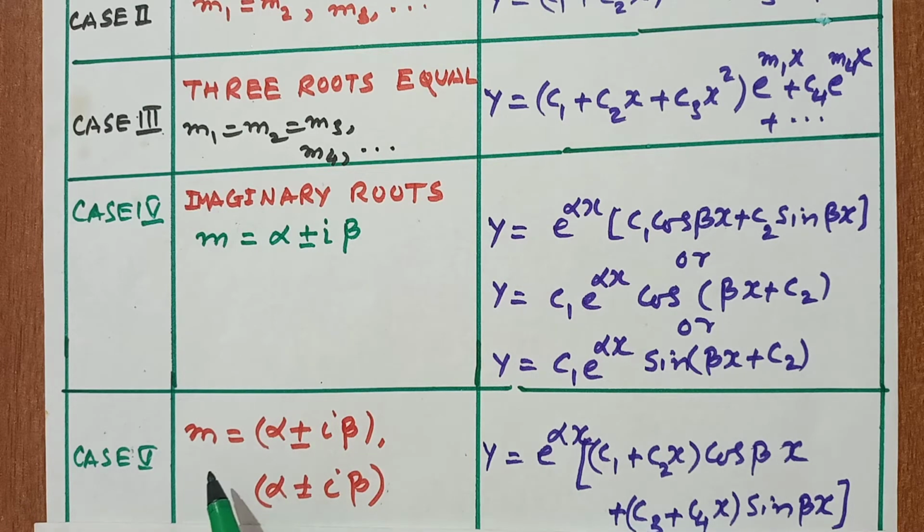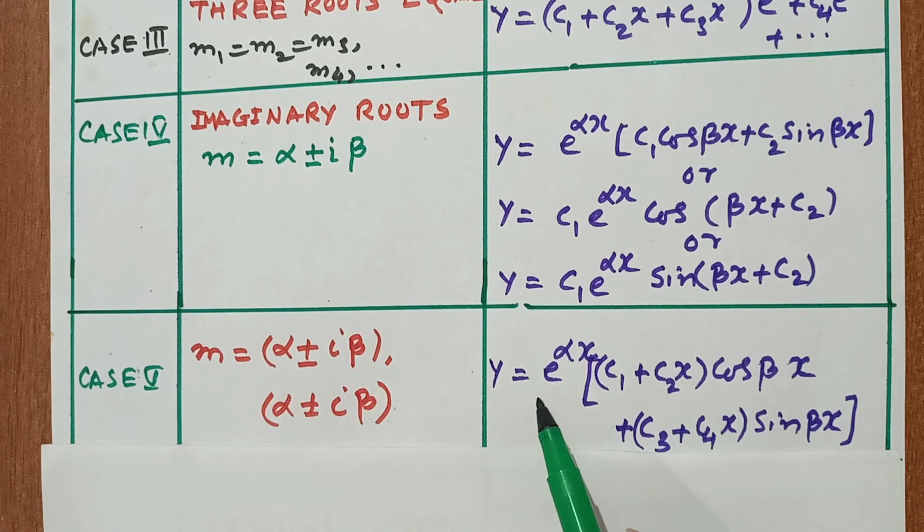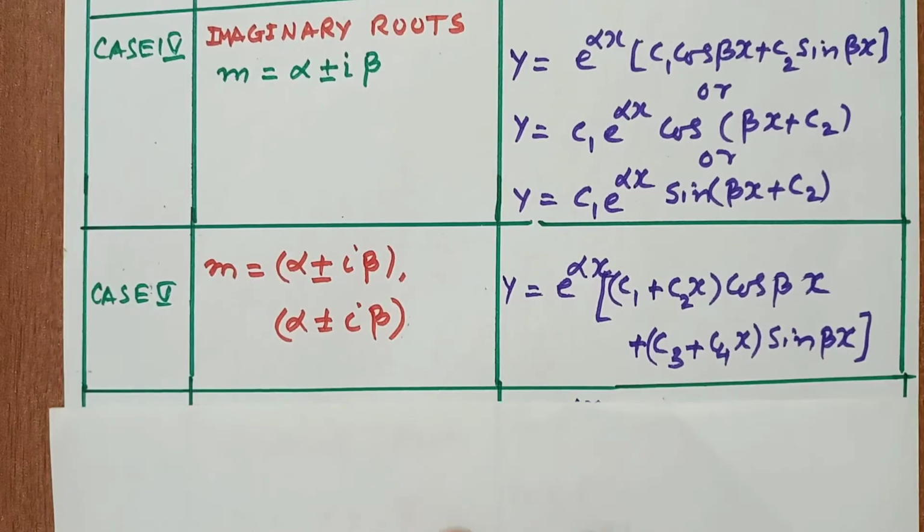Now also if imaginary roots are repeated, for example in a given equation of degree 4, if m is equal to alpha plus minus i beta and alpha plus minus i beta, in this case the complete solution is y equal to e to the power alpha x [(c1 plus c2x) cos beta x plus (c3 plus c4x) sin beta x].